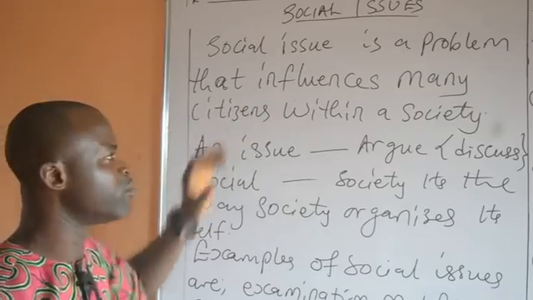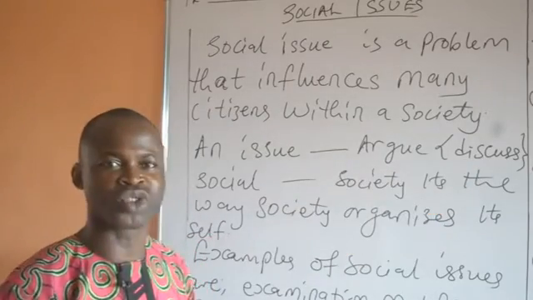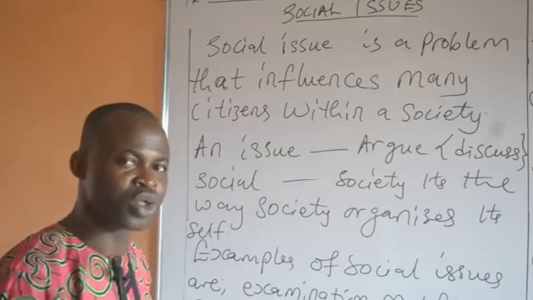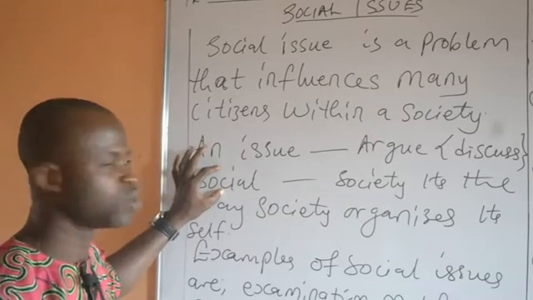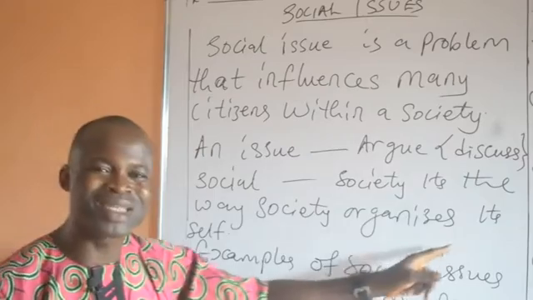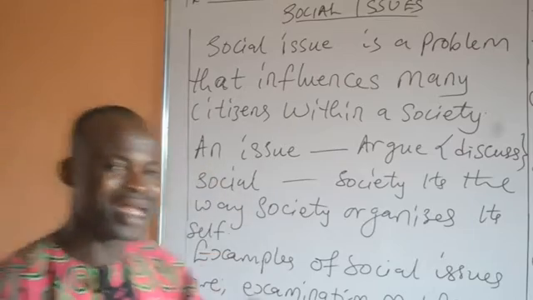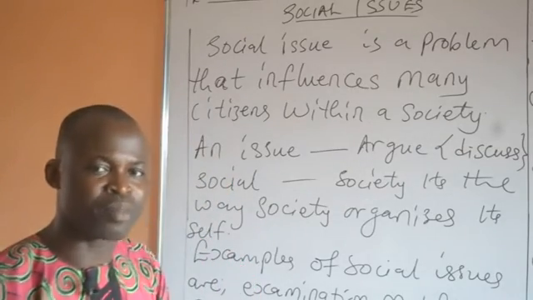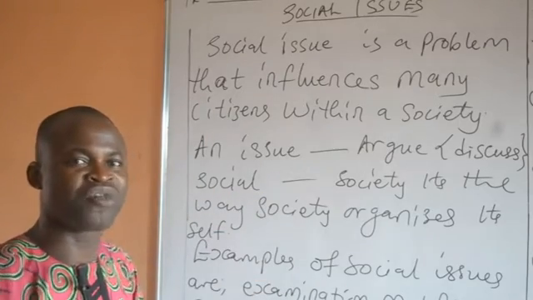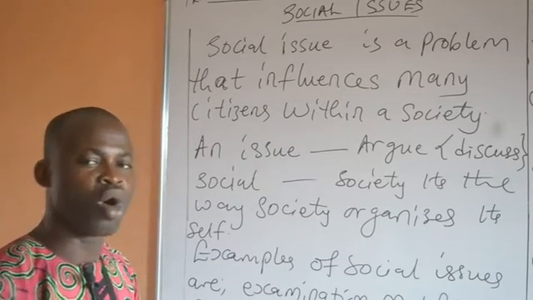When you use the word issue, it means a point of argument or discourse. It becomes a point of argument because it is an issue to the society. And the word social refers to the way society organizes itself. So it is a problem in the society that makes many citizens uncomfortable or influences the society negatively, either directly or indirectly.